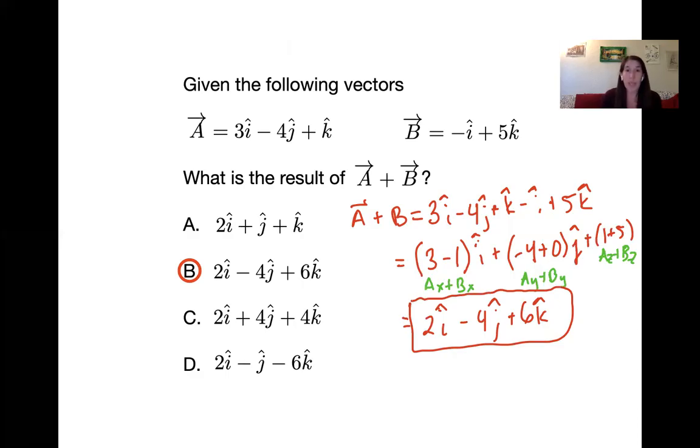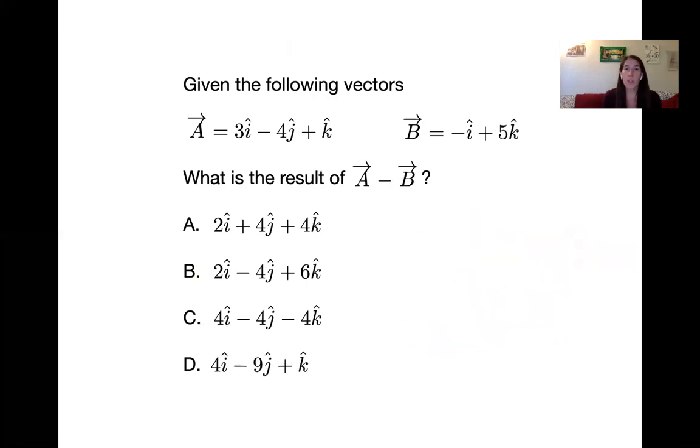All right, so let's do one more. So what if instead we wanted to subtract the vectors? So again, what I'd like you to do is to pause the video here and try to do it on your own first.